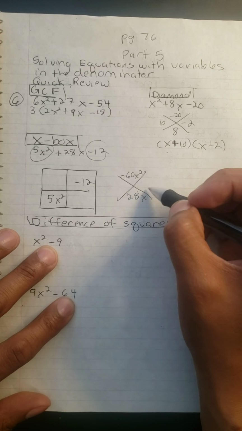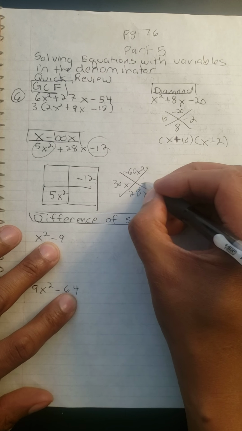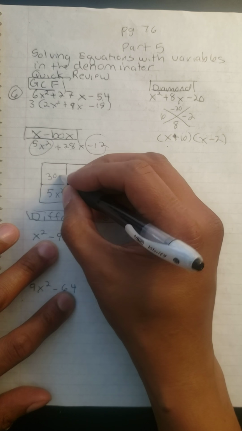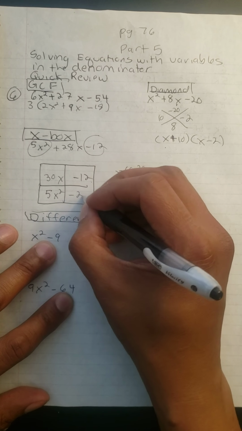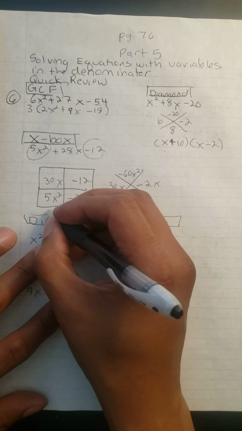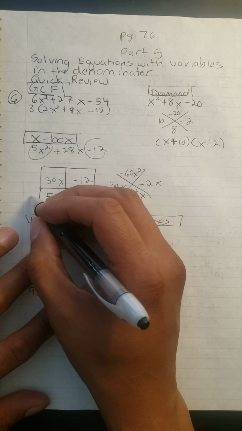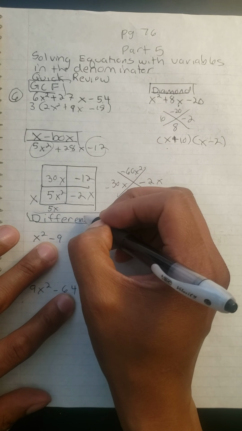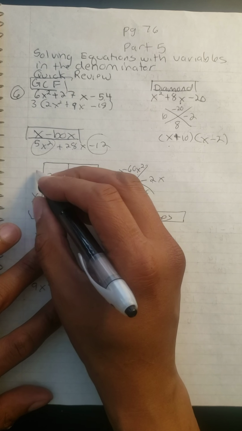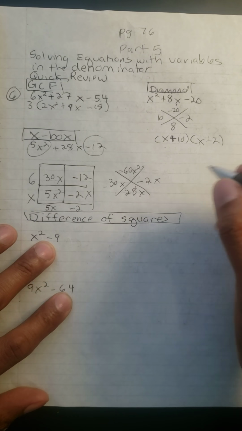Two numbers that multiply to give you that and add to give you that would be 30x and negative 2x. Remember, I put the one on the left, and the one on the right. So this part is easy. Just factor out your GCF. GCF here will be 5x, and GCF here will be just, you can say 1x or just x. GCF here will be negative 2. GCF here will be 6. And then you can check by just multiplying your factors, and it works.